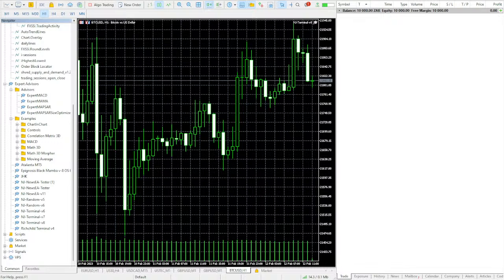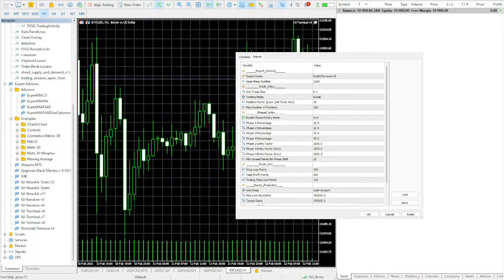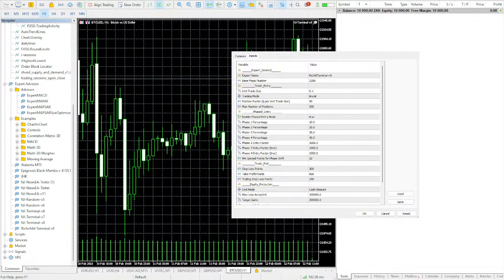Okay. I think I need to capture also this window so that you can see it. Okay, so here is the settings window. All right, so on the settings window, guys, we're going to enter our settings. You can see here the first setting is the Richchild terminal lot size, and the lot size there is 0.1.